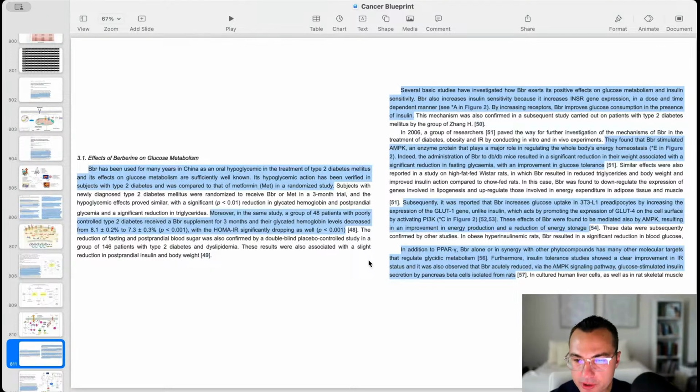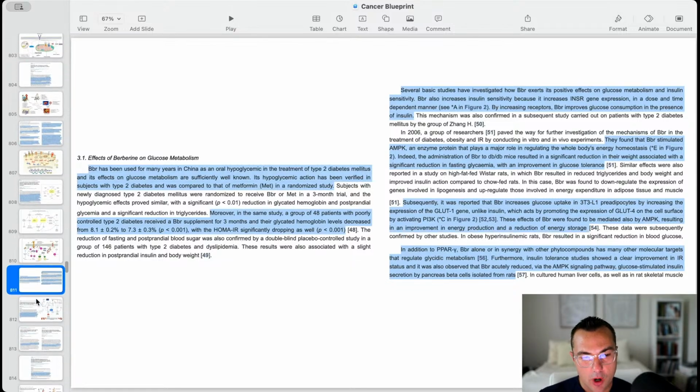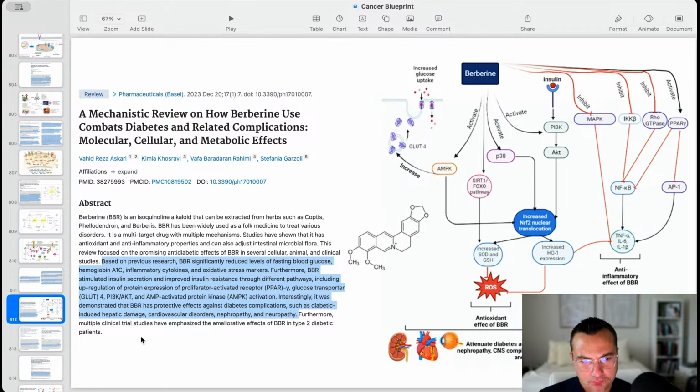Furthermore, insulin tolerance studies showed a clear improvement in insulin resistance status, and it was observed that berberine acutely reduced, via the AMPK signaling pathways, glucose-stimulated insulin secretion by pancreatic beta cells in rats. So again, berberine is a rock star. And I pulled this paper just because I wanted this graphic, if you want me to be honest with you. This graphic was pretty cool. And it says here that based on previous research, berberine significantly reduced levels of fasting blood glucose, hemoglobin A1C, inflammatory cytokines, and oxidative stress markers.